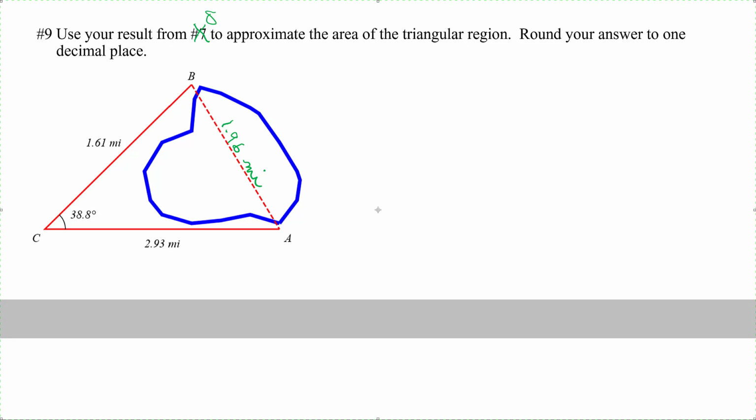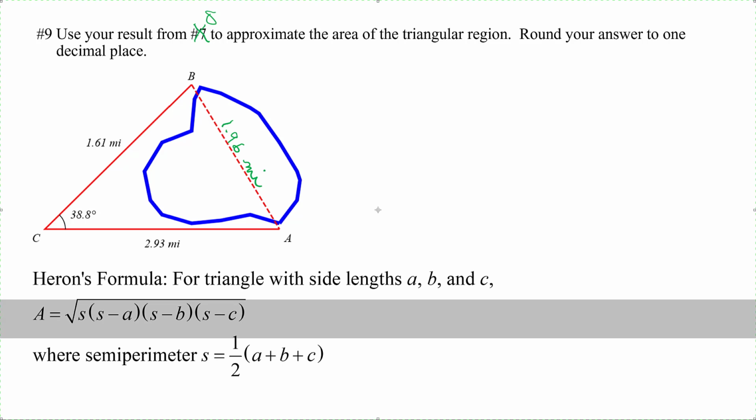And we need a magic formula for this. Again, this is one you should know, Heron's formula. So for a triangle with side lengths A, B, and C, we have some triangle. We don't really care about the angles here. We need to know the side lengths, A, B, and C. The area of this triangle is equal to the square root of S times S minus A times S minus B times S minus C.